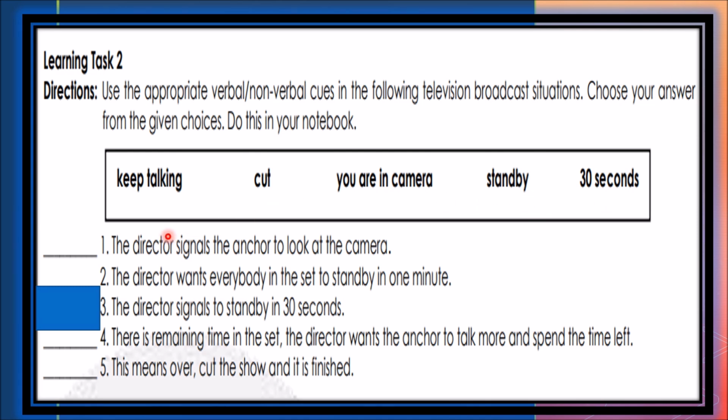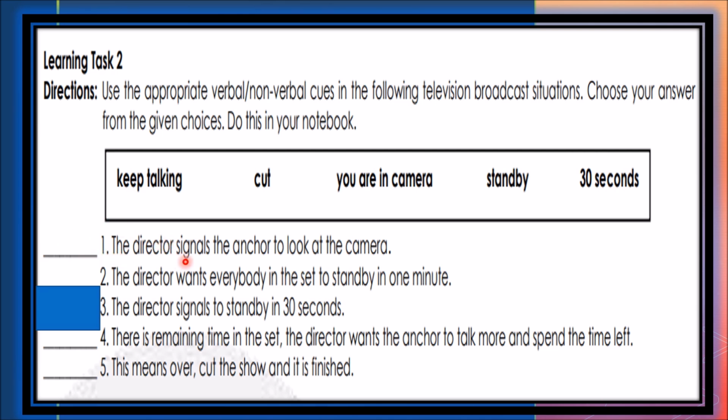So the first one, first to fifth. So let us read this. Then after reading, you have to choose your answer from the given choices. Okay, these are the verbal or nonverbal cues.